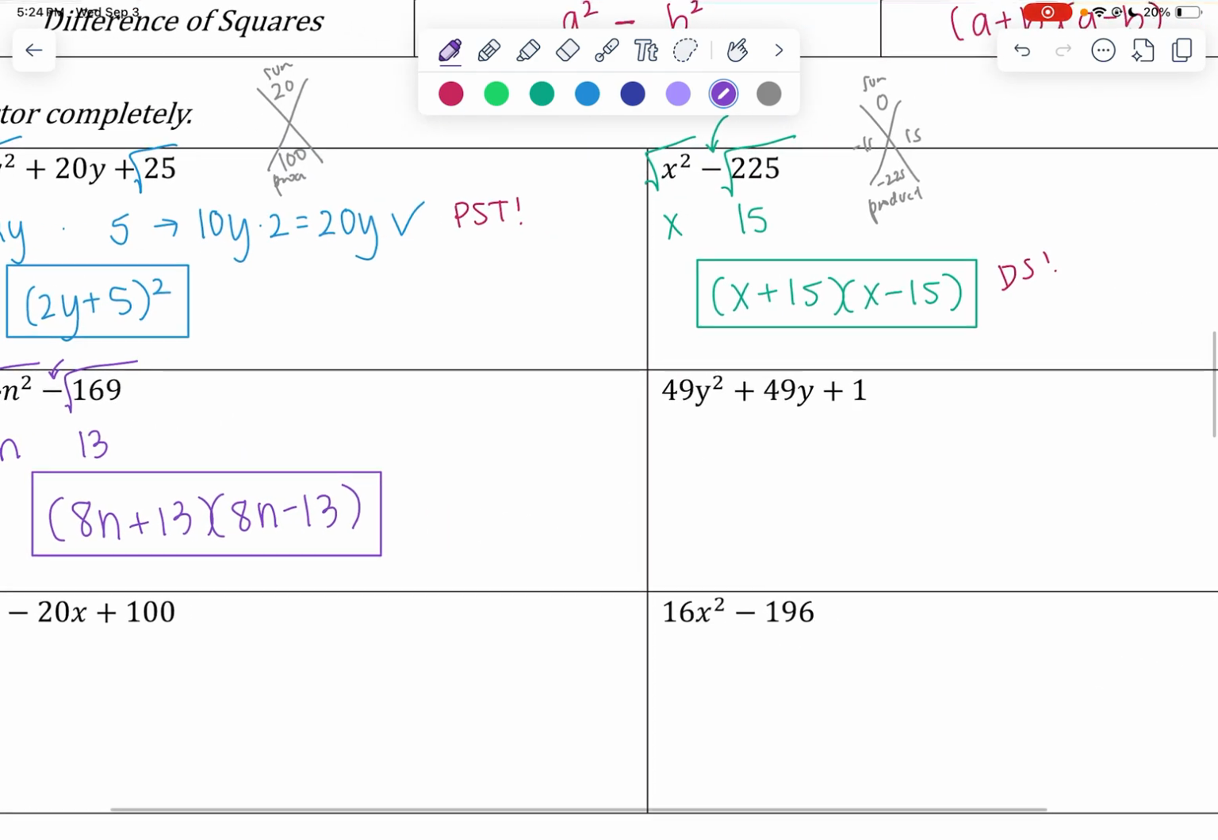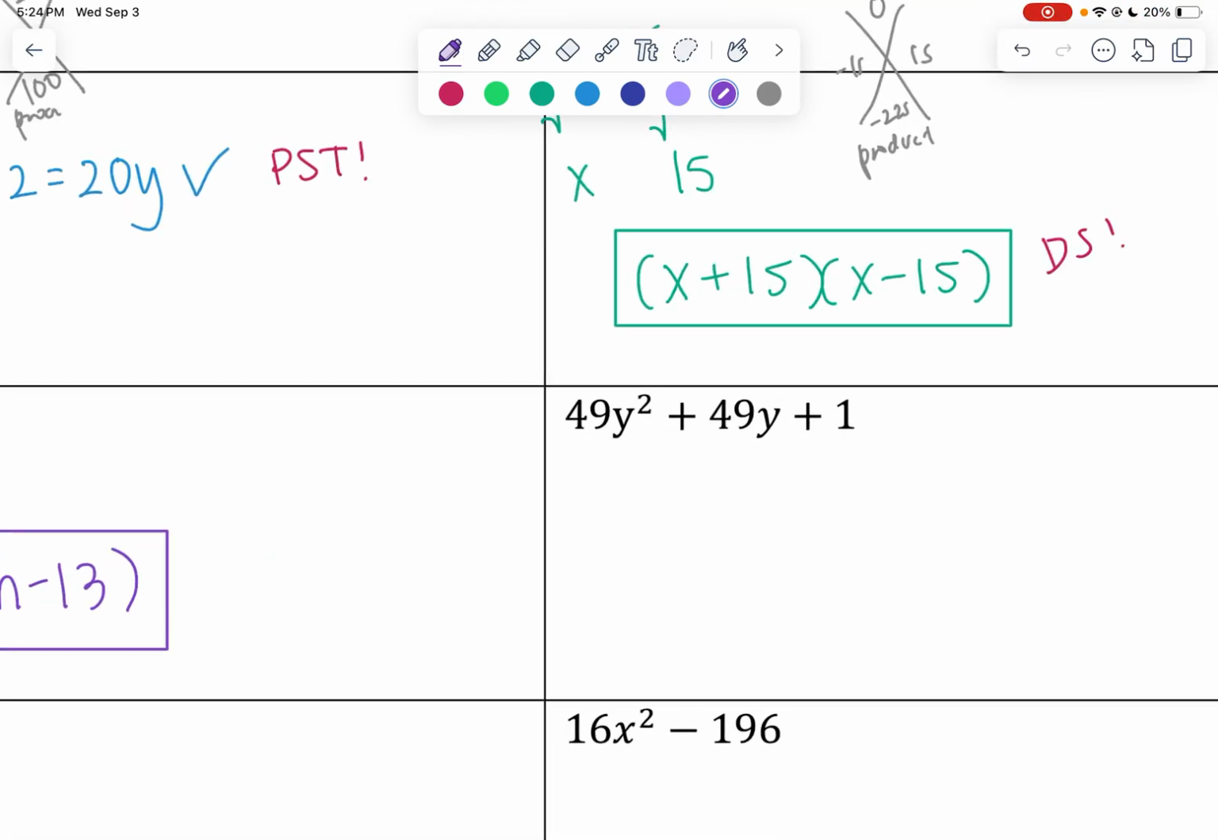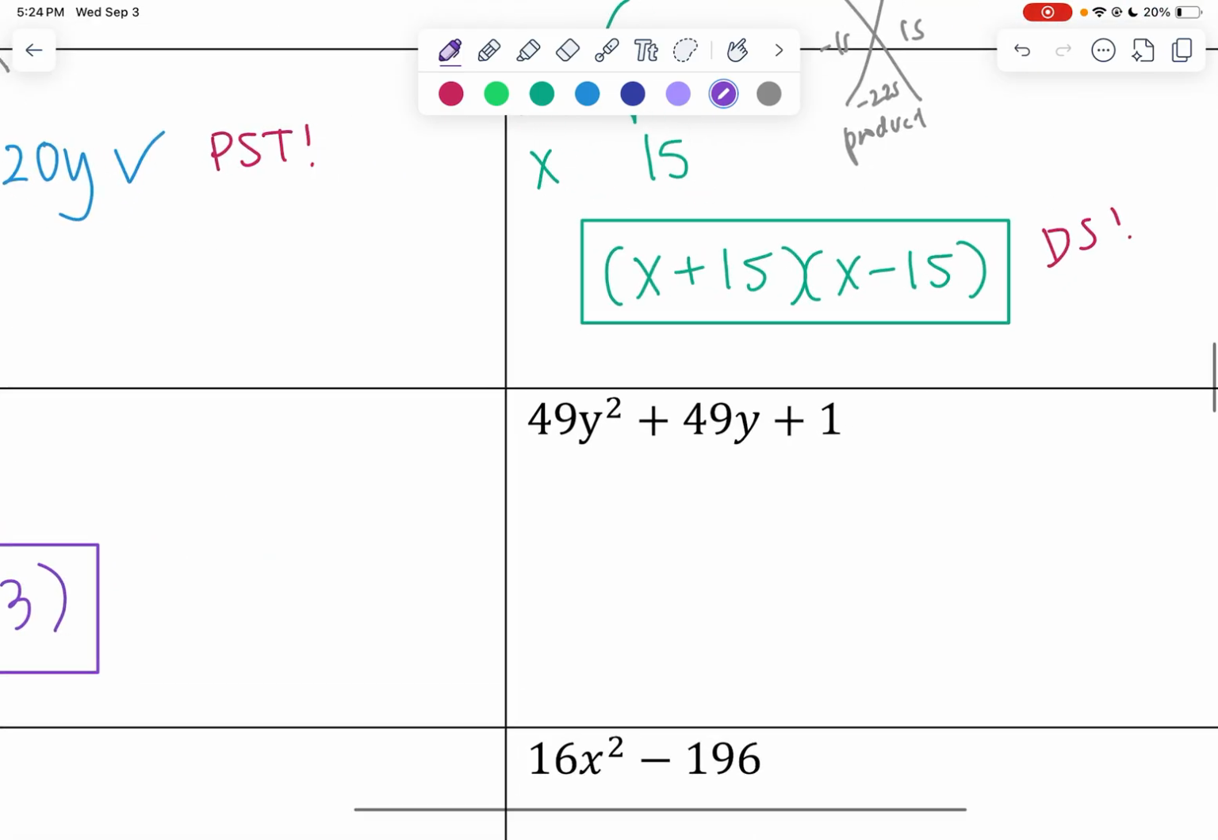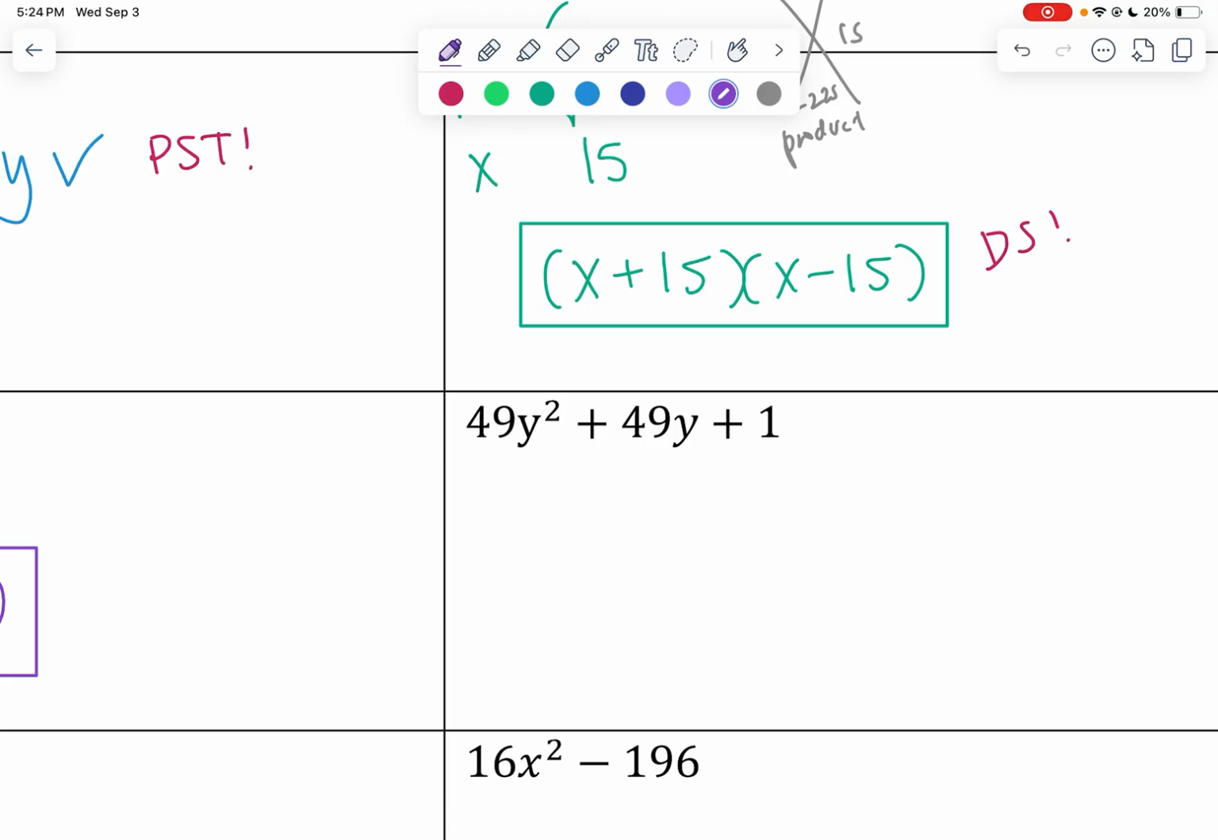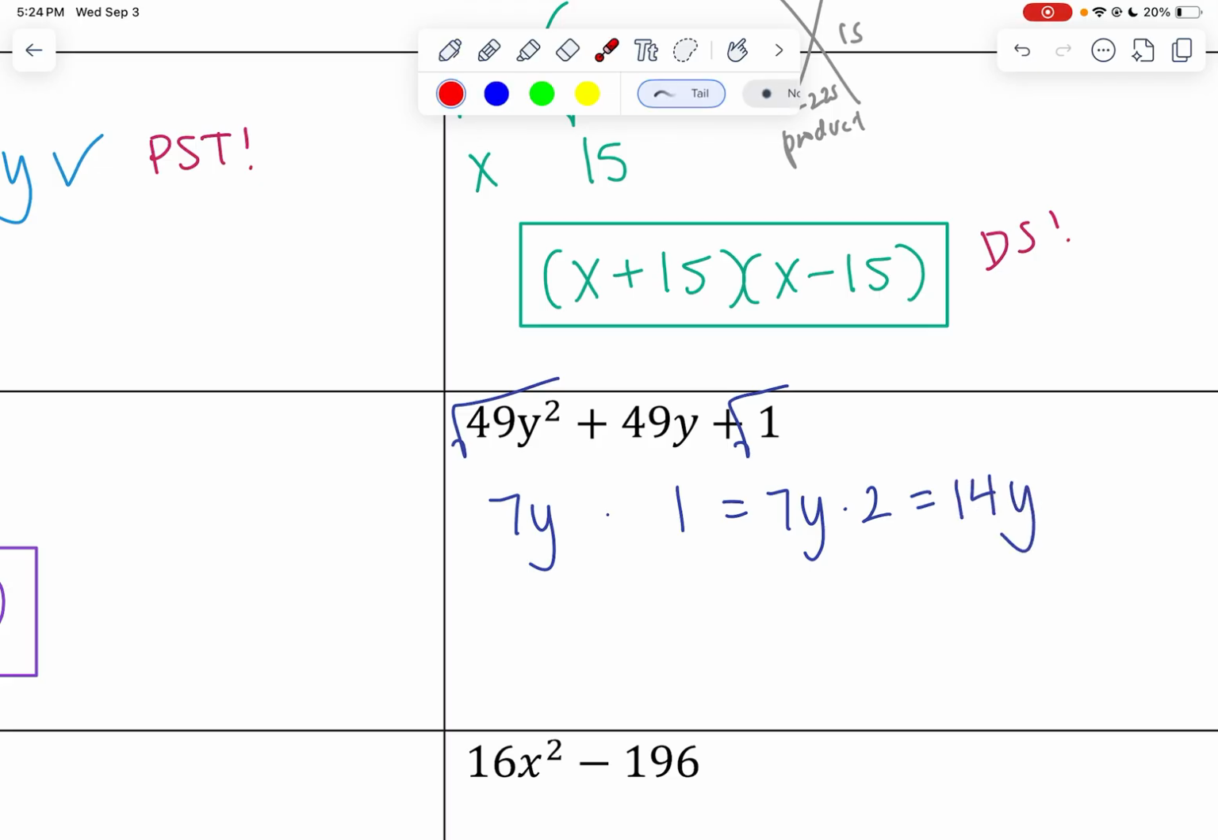Taking a look over here, my first term and my last term are perfect squares. So let's check if this is a perfect square trinomial, okay? Difference of squares are easy to check. These ones require a little bit more work. So if I square root 49y squared, I get 7y. If I square root 1, I get 1. Remember that it should be that multiplied in double. So 7y times 1 is going to be 7y. 7y doubled, times 2, should be 14y, which means that I should have 14y in the middle.